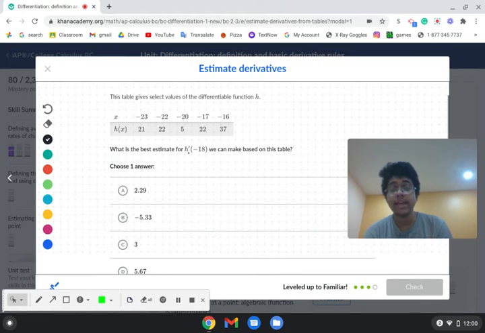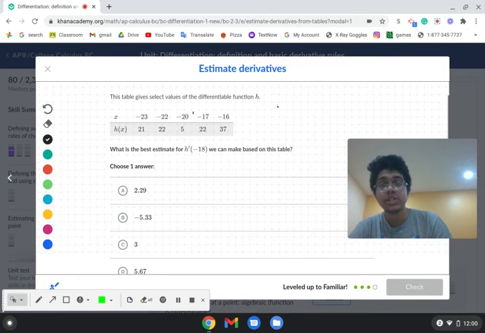What's the best estimate for h prime of negative 18 we can make based on this table? Okay, so negative 18 is in between negative 20 and negative 17. So when we're predicting h prime of negative 18, we would use (-20, 5) and (-17, 22), and we would try to find the slope between both of those points, and that will be a really good estimate of what h prime of negative 18 would be, or the derivative when x equals negative 18 for the differentiable function h.